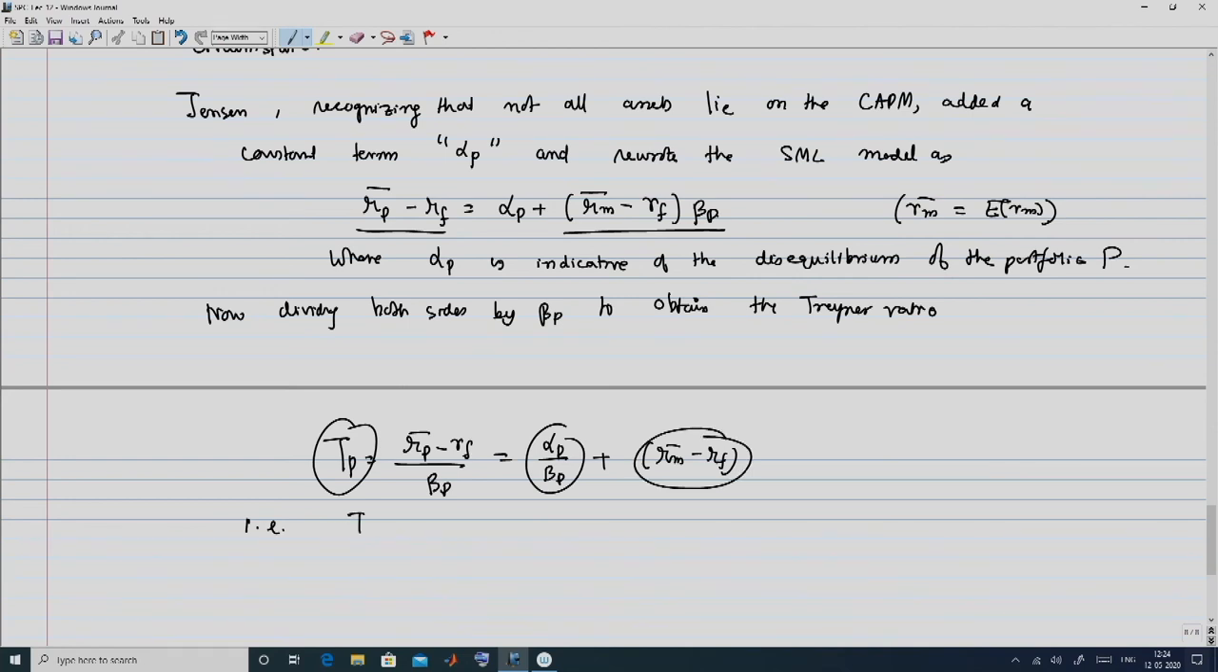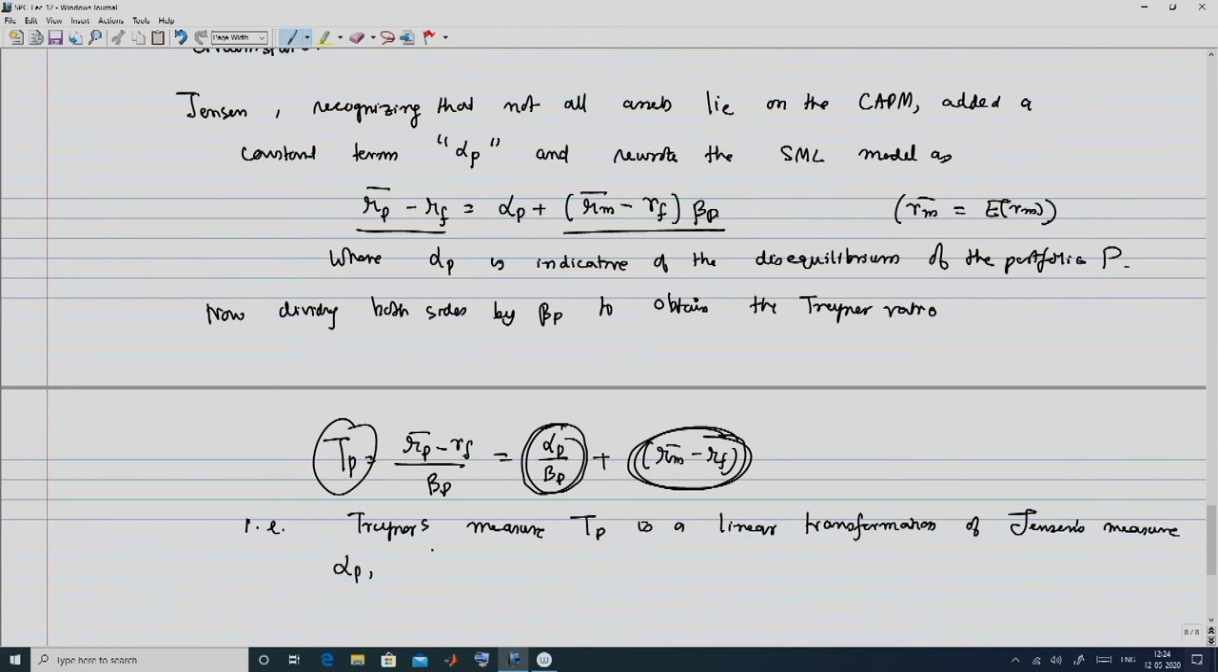So, I can say that the Treynor measure Tp is a linear transformation. We can view this as Tp having the constant Rm bar minus Rf and then a factor of alpha p over beta p. So this is a linear transformation of Jensen's measure alpha p, because remember that Rm bar minus Rf is a constant.